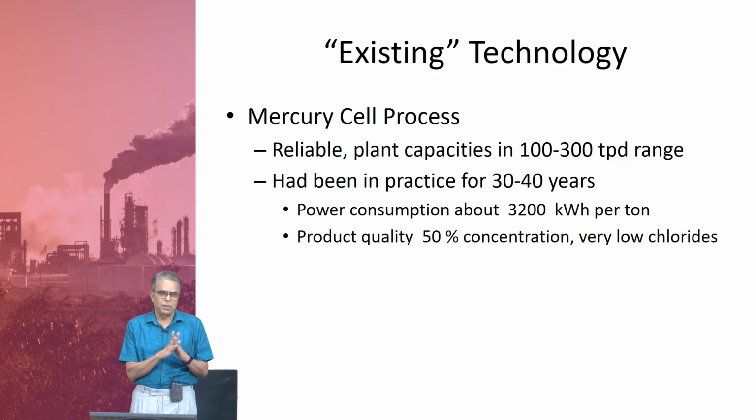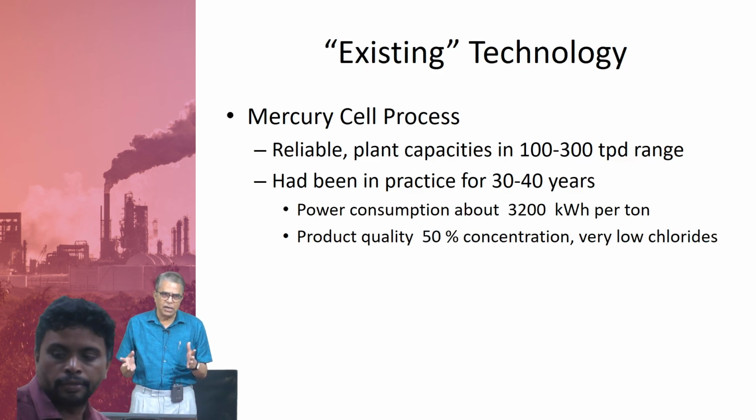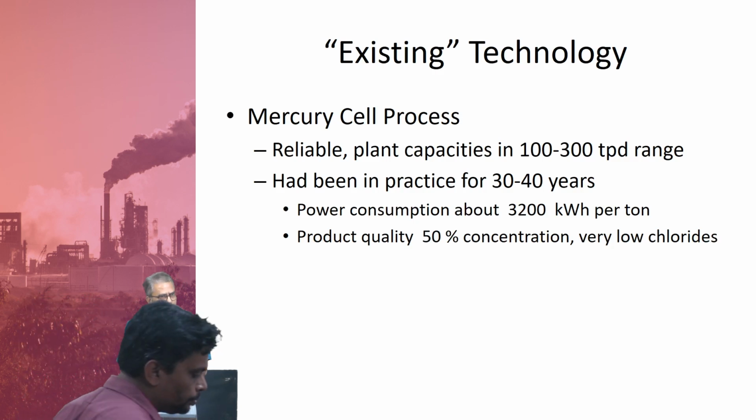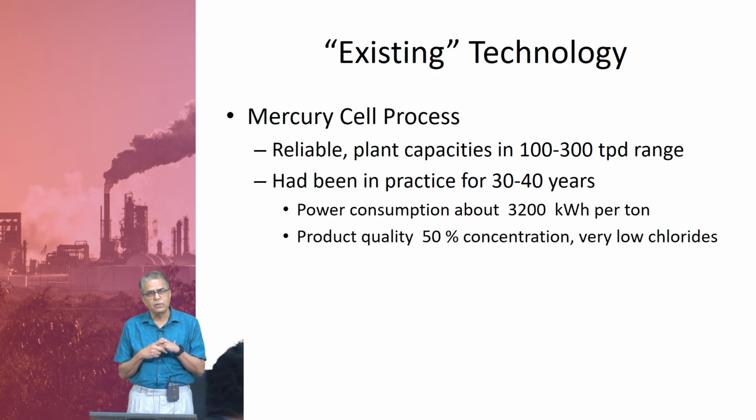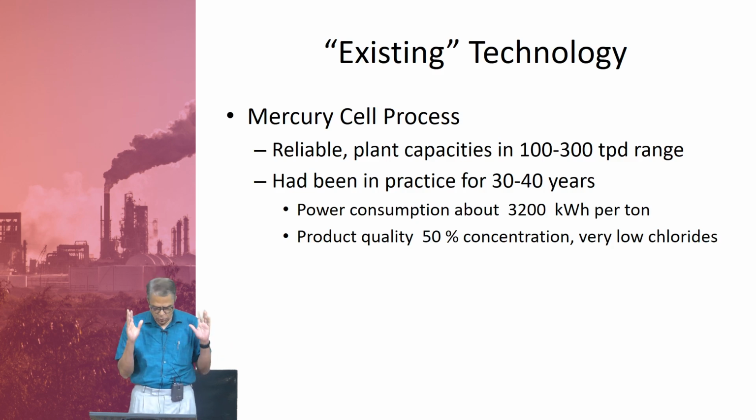It was a very reliable plant. It was working. Plant capacities were in the order of 100 to 300 tons per day, which is a reasonable size. They existed in several parts of the world. People were working and it was producing the product and so on. And that technology itself has been slowly improving over 30-40 years. So, there was no doubt in anybody's mind at that point of time that this mercury cell process of making caustic soda works. It is a proven thing. So, that was the background.